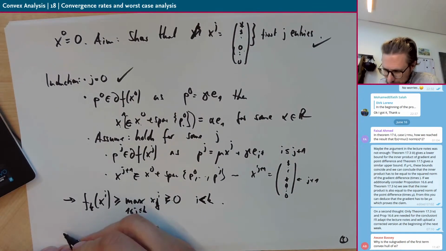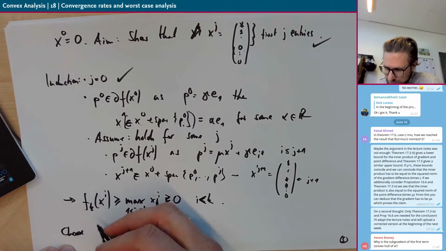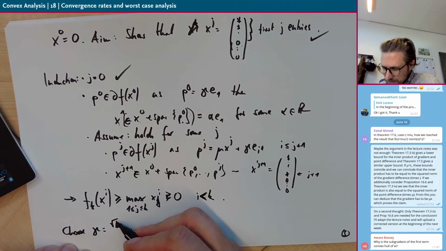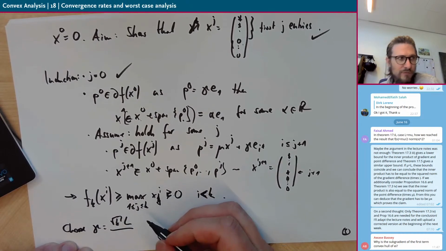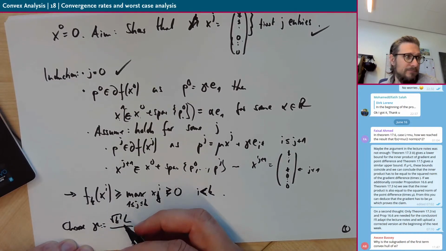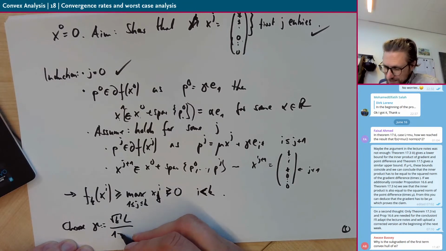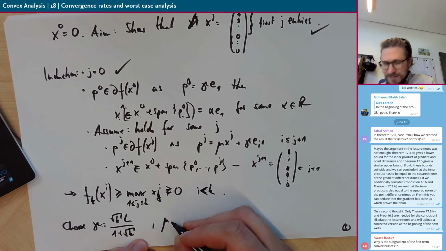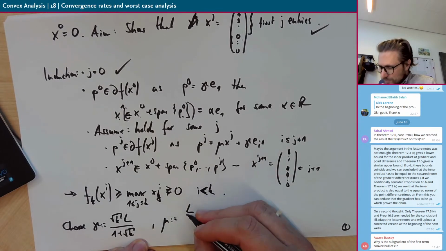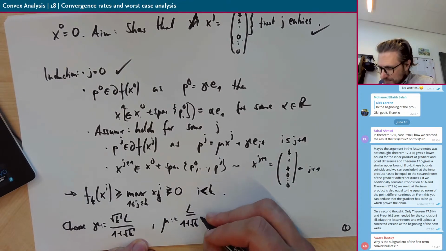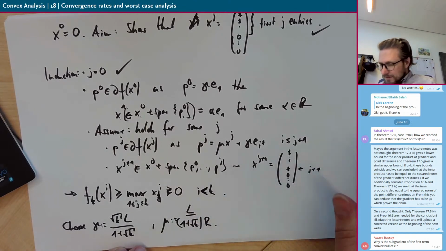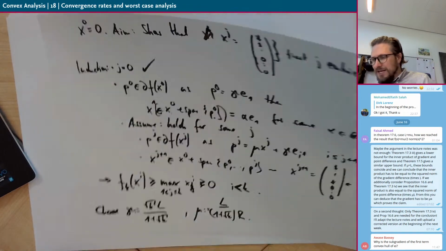So how do we choose? We choose gamma as square root of k times L over 1 plus square root of k. Looks weird but works. And we choose mu as L over 1 plus square root of k times R. Okay, so why do we do that? Because then everything checks out.